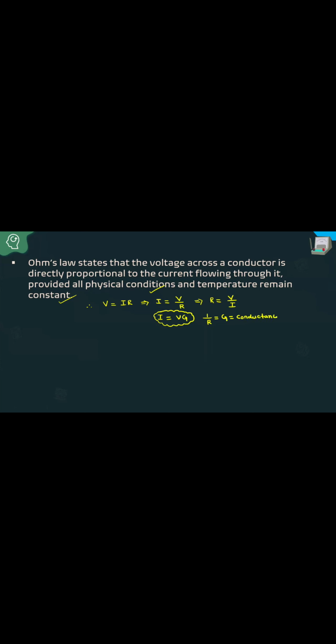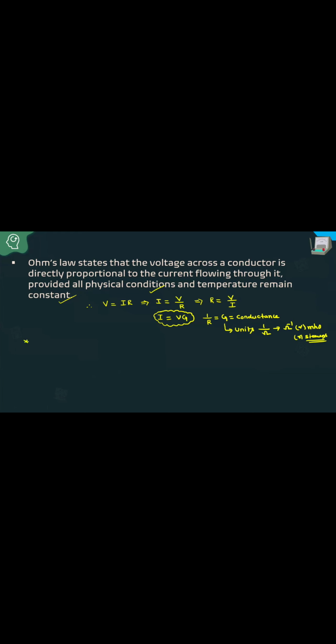What are the units of conductance, friends? The unit of conductance is ohm inverse, 1 by ohm. It is also called mho, or it is also called Siemens. These are the units of conductance: ohm inverse, mho or Siemens.